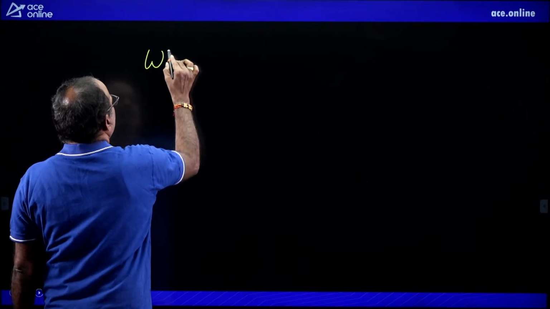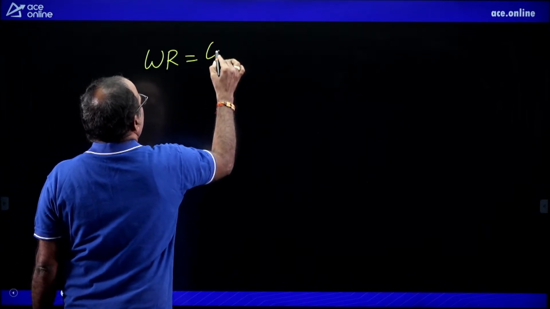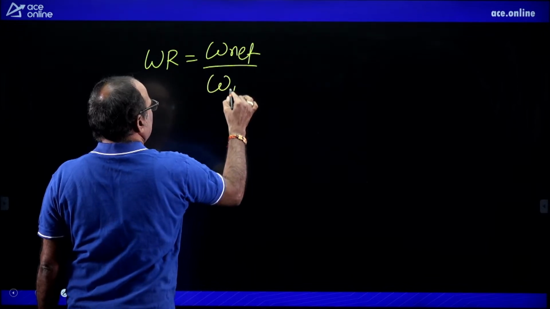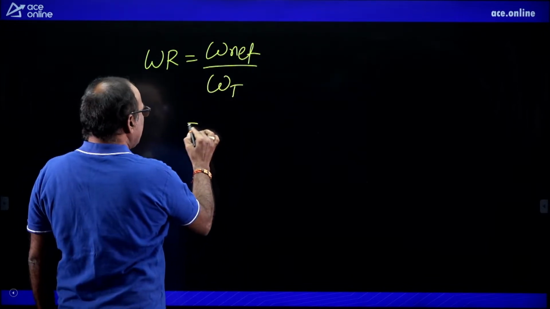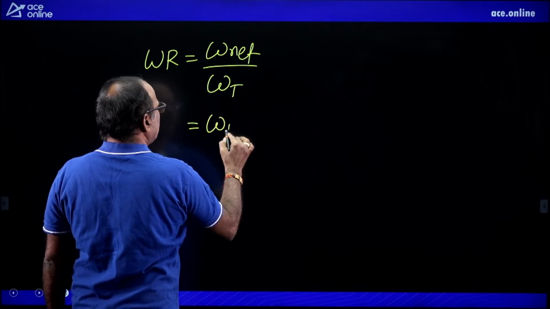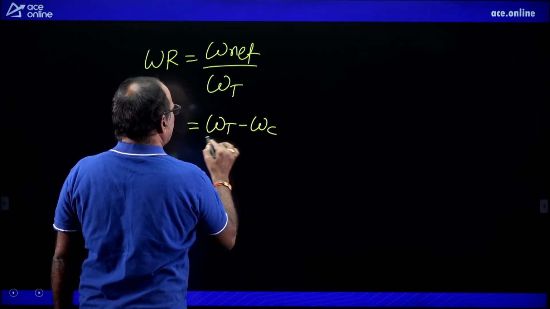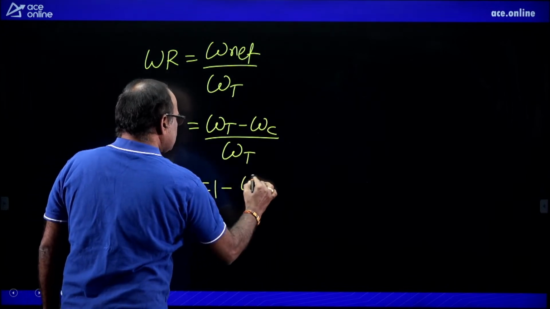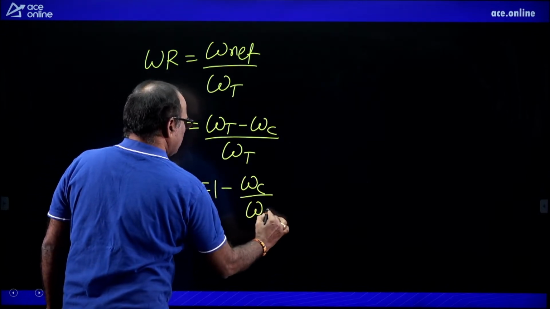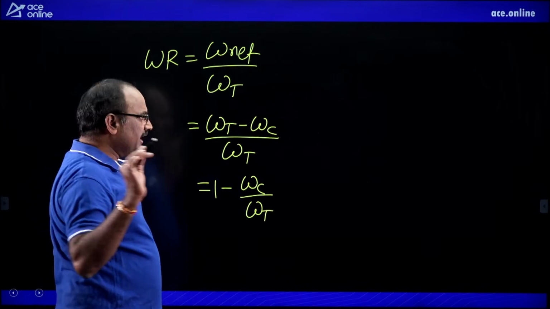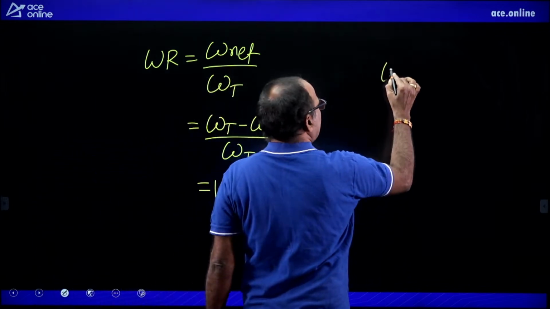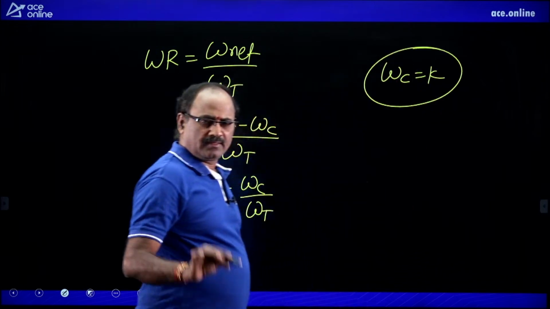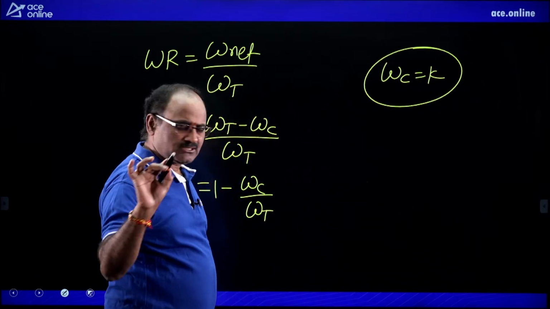వర్క్ రేషియో ఈక్వల్ టు రేషియో బిట్వీన్ ద నెట్వర్క్ అండ్ టర్బైన్ వర్క్ కదా. నెట్వర్క్ అంటే ఏంటి? నెట్వర్క్ ఈక్వల్ టు టర్బైన్ వర్క్ మైనస్ కంప్రెషన్ వర్క్ డివైడింగ్ బై టర్బైన్ వర్క్. ఇట్ ఈస్ ఈక్వల్ టు 1 మైనస్ కంప్రెషన్ వర్క్ బై టర్బైన్ వర్క్. ఇన్ ద రీహీటింగ్ ప్రాసెస్, డియర్ ఫ్రెండ్స్, రిమెంబర్ ద కంప్రెషన్ వర్క్ రిమైన్స్ కాన్స్టెంట్. In the reheating process, compression work remains constant.